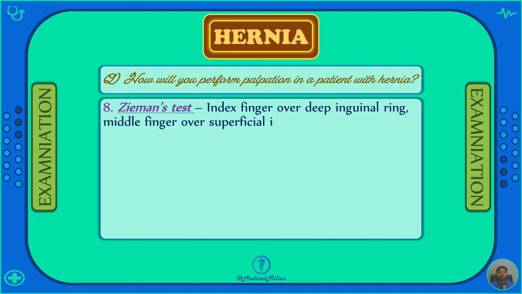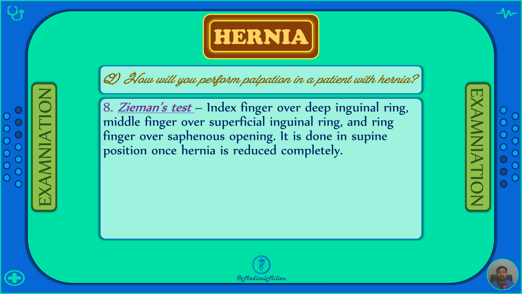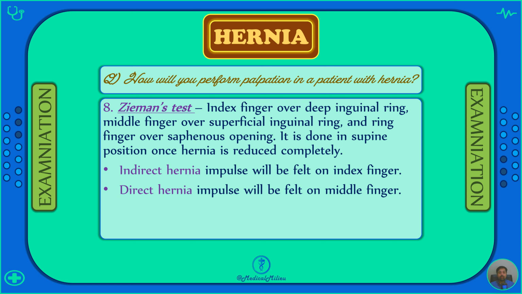Point number 8 is Zieman's test. An index finger is kept over the deep inguinal ring, middle finger over the superficial inguinal ring and ring finger over the saphenous opening. It is done in supine position once the hernia is reduced completely. An indirect hernia impulse will be felt on the index finger. Direct hernia impulse will be felt on the middle finger and femoral hernia impulse will be felt on the ring finger.